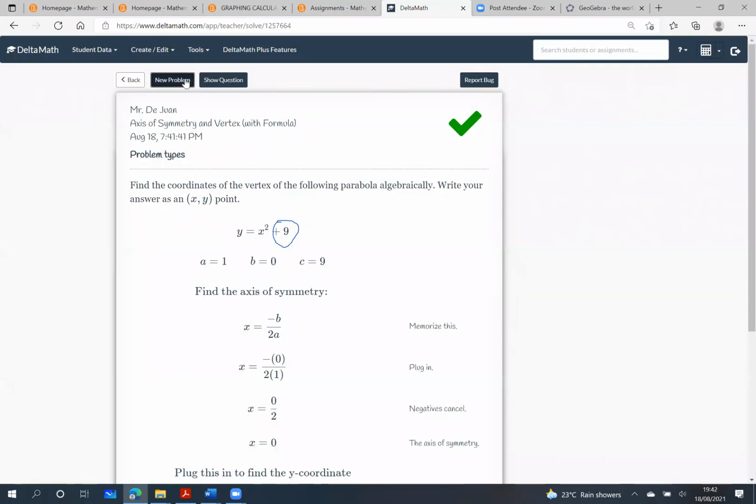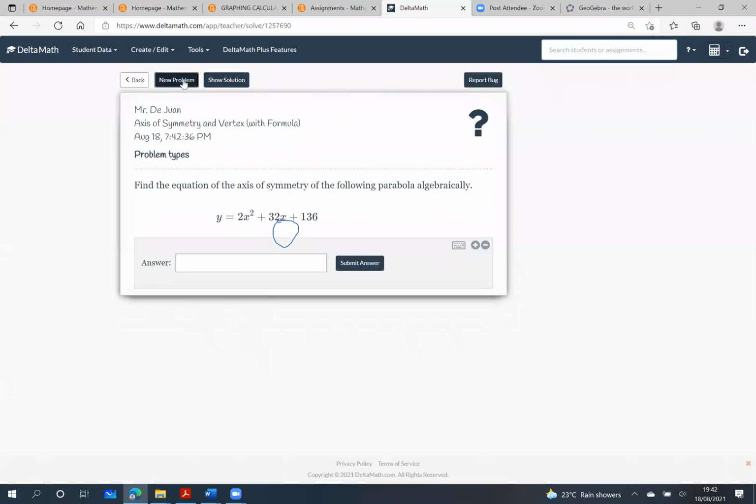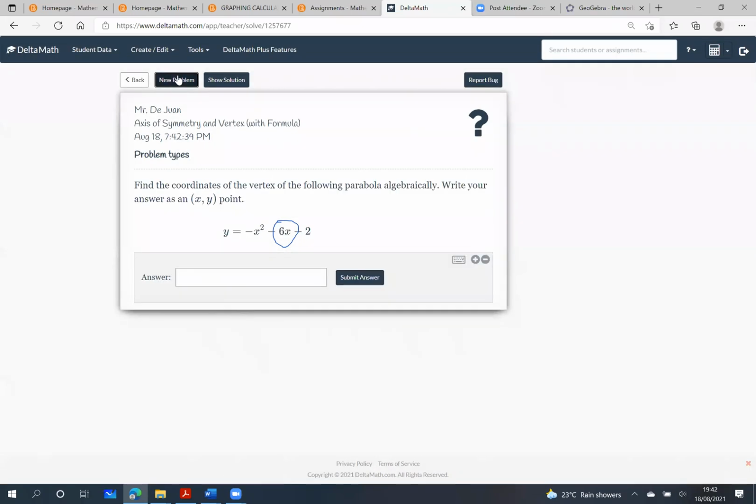All right. Let's do one more of these. One more where it's asking us for the vertex, because these are the ones I think you guys might have a little bit more trouble with.